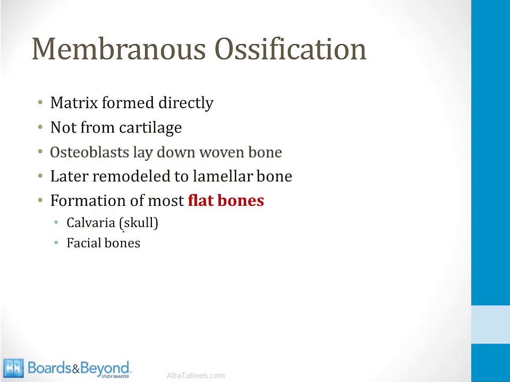So back to our discussion of the in utero formation of bones. The second process by which bones are formed in utero is called membranous ossification. In this type of bone formation, bone matrix is formed directly and not from a cartilage mold. Osteoblasts will lay down woven bone, they'll later remodel it to lamellar bone, and this is the way most of the flat bones in our body are formed. For example, the calvaria, which is the skull bones, many of these are formed by membranous ossification, same thing for many of the facial bones.